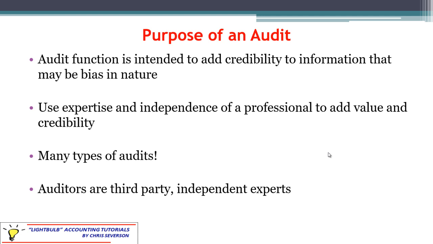So we're using the expertise and independence of a professional, in this case an audit professional, to add value to the information because it's adding credibility. Again, we're mitigating the fact that we have that inherent bias from the information provider themselves. Now, there are many types of audits. We're going to be going through just a few examples, but auditors are third-party independent experts because they have no bias with the company. There's no reason that we would not trust the auditor's opinion on those financial statements. So that's what we're going through here.